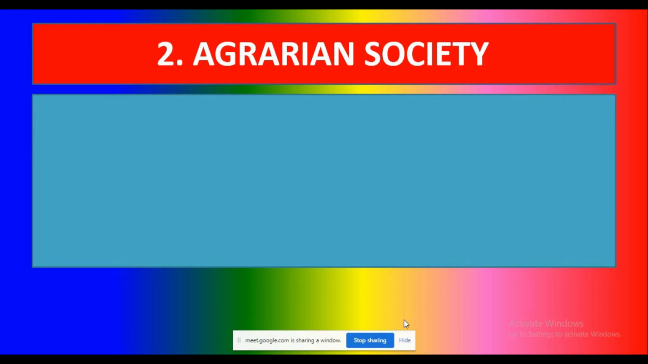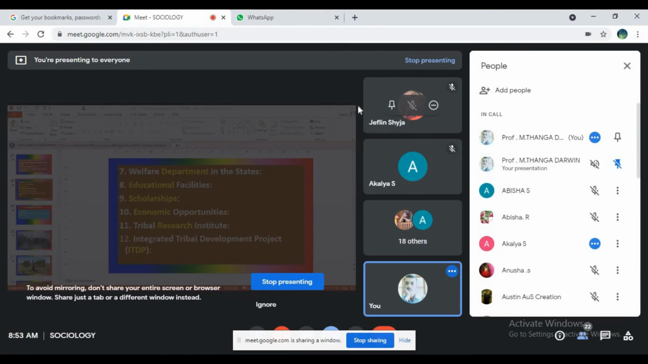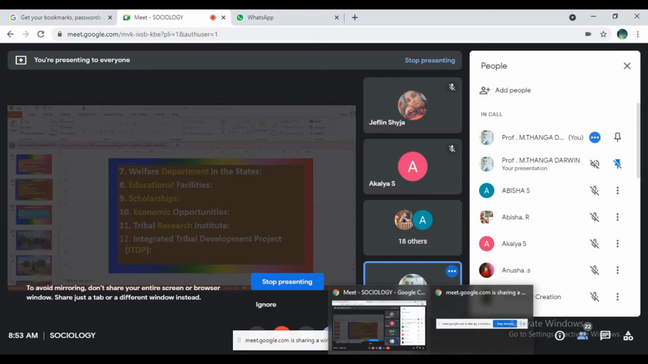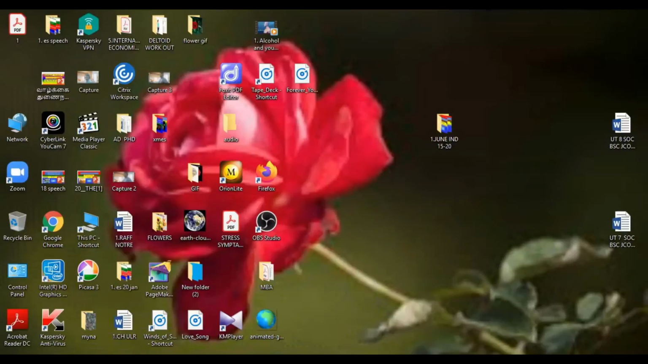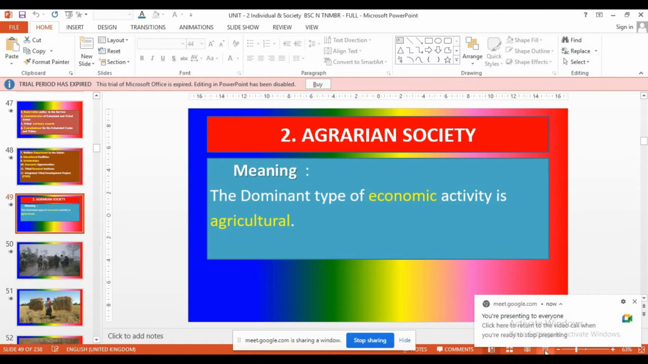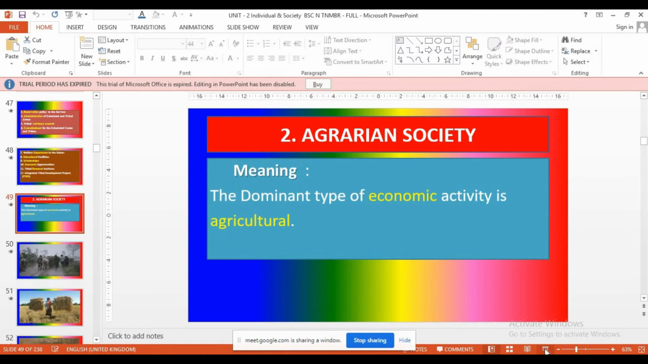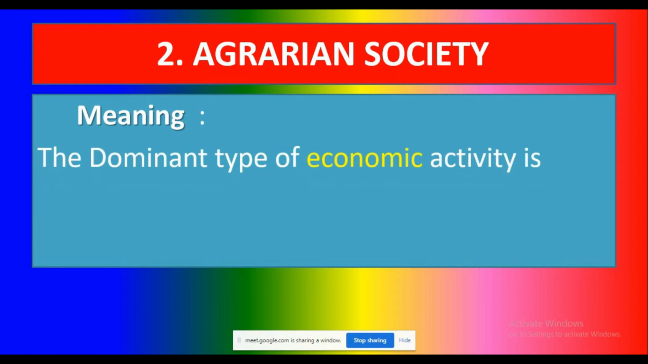Then agrarian society. Agrarian means the dominant type of economic activity is agriculture. Before that, I would like to ask some questions.